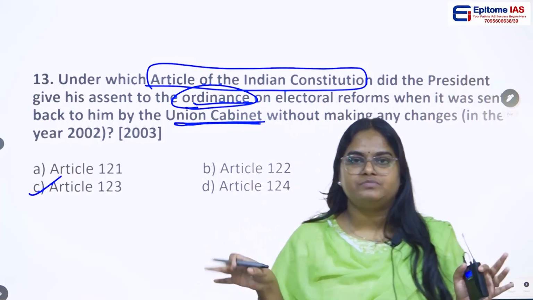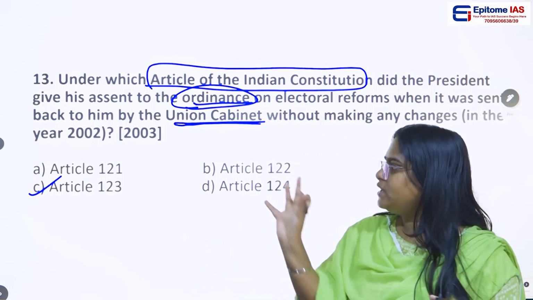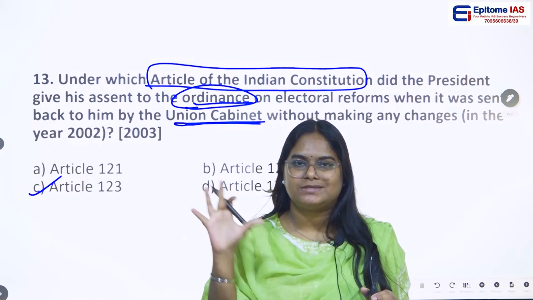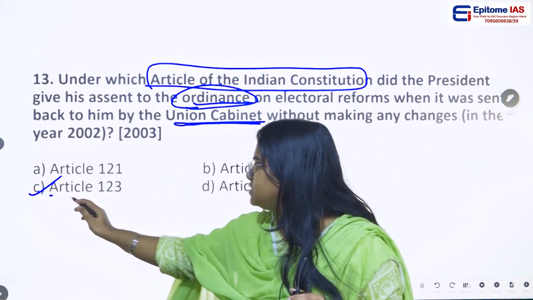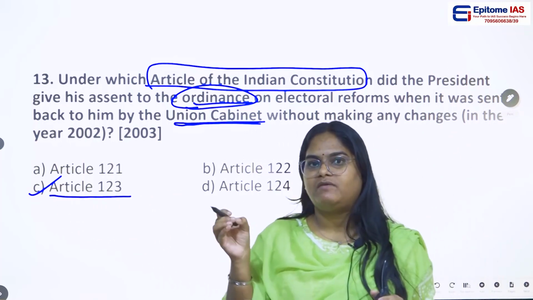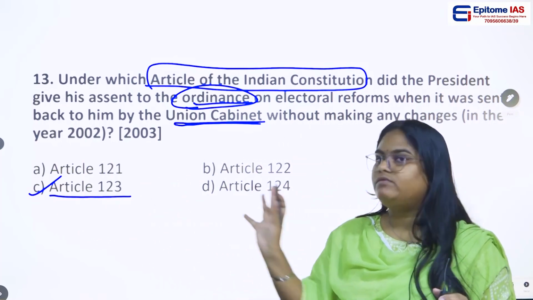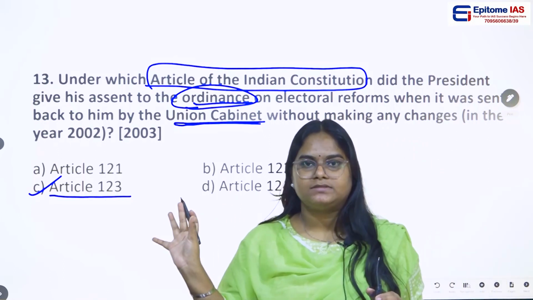So now he has to make the ordinance. Under which particular article will he be making an ordinance? That's what they are trying to ask. So again, the only option that is related to ordinance making power here is Article 123. So that would be the correct answer.